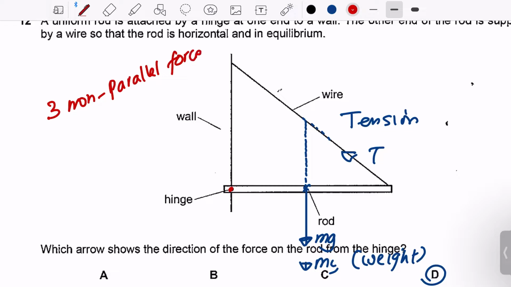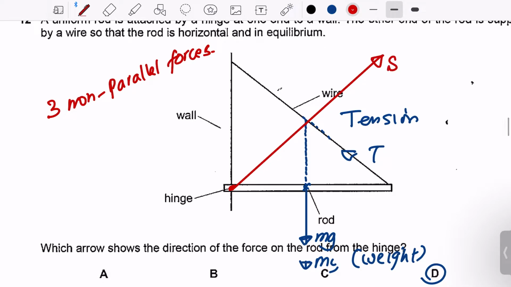If there are three non-parallel forces, they must create a closed triangle. For that, in real life, what it means is this third force must pass through this intersection point. Otherwise, this can't be in equilibrium. Let's say S. So this is a must.